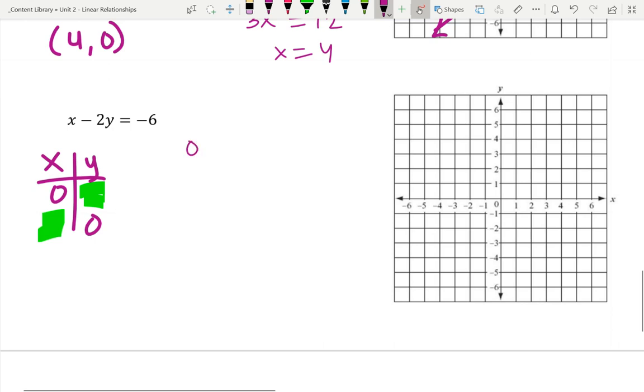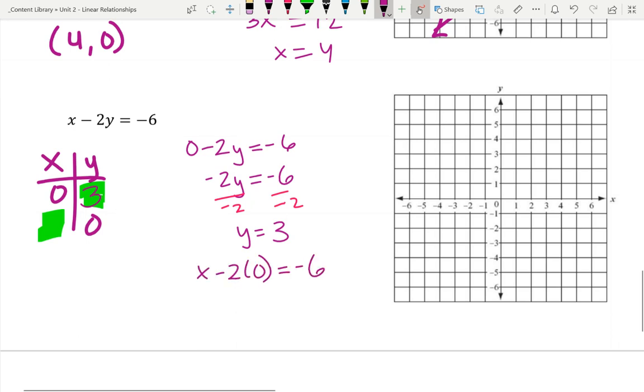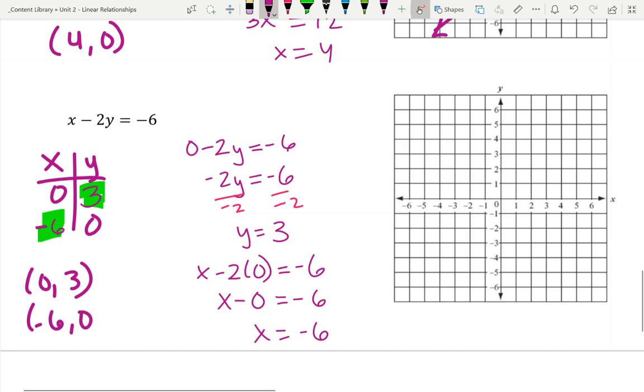So if x is 0, that's 0 minus 2y is equal to -6. So -2y is equal to -6. And when I divide both sides by -2, I get y is equal to 3. Same thing, this time it's going to be x minus 2 times 0 is equal to -6. So x minus 0 is equal to -6. Well, guess what? That's easy. x must be -6. So I have the coordinate points (0, 3) and (-6, 0).